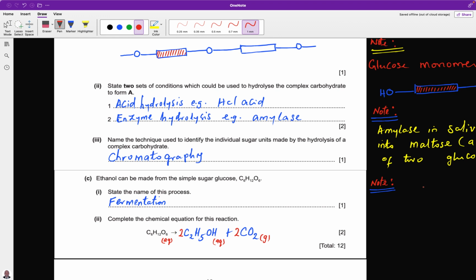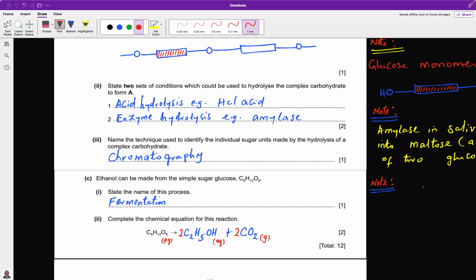Okay, the C part. Ethanol can be made from the simple sugar glucose. Ethanol is alcohol. It can be made from any substance that has glucose in it. It could be locally produced wine, anything that has glucose in it. Alcohol can be produced from it.